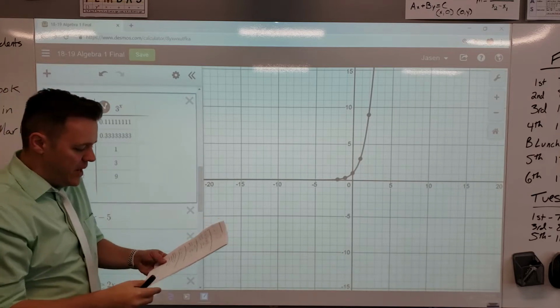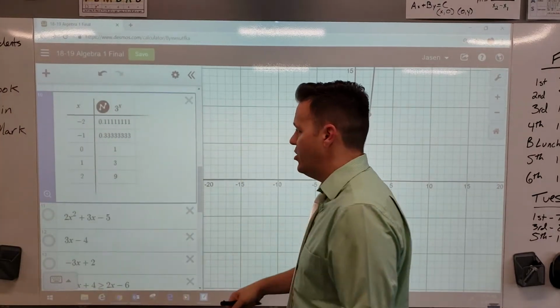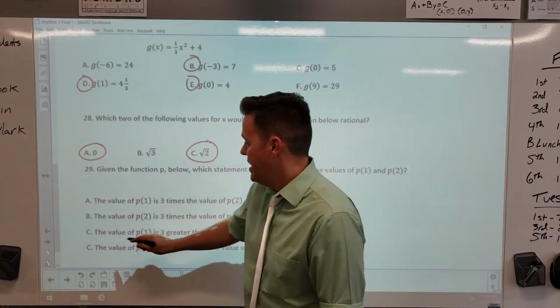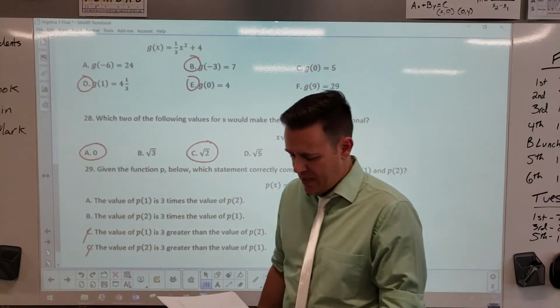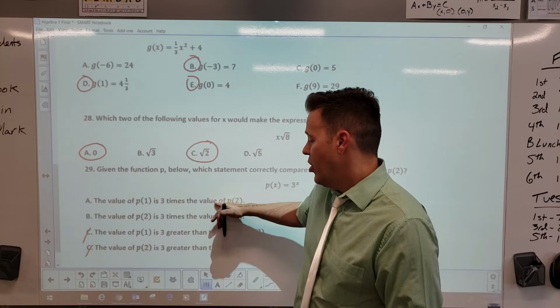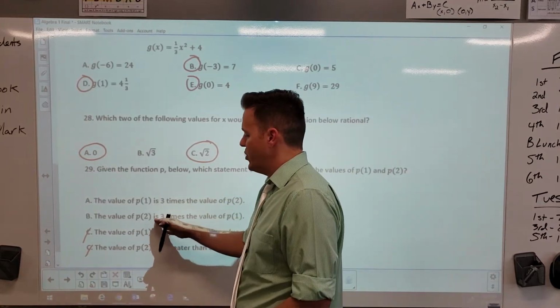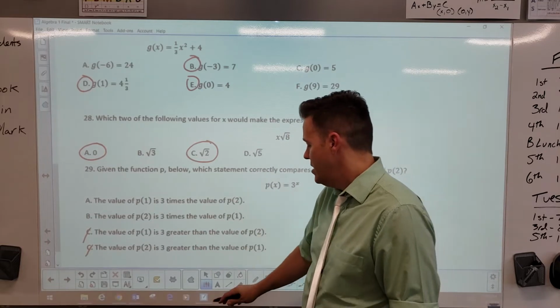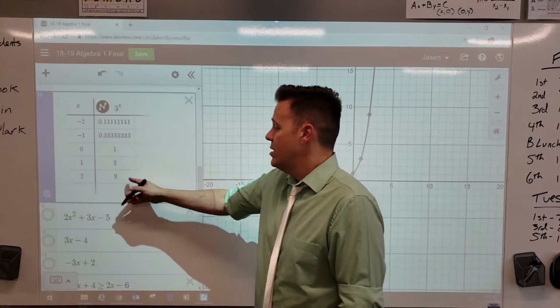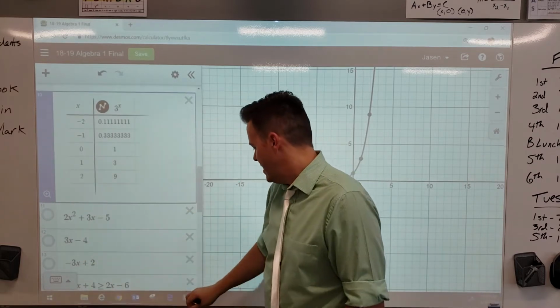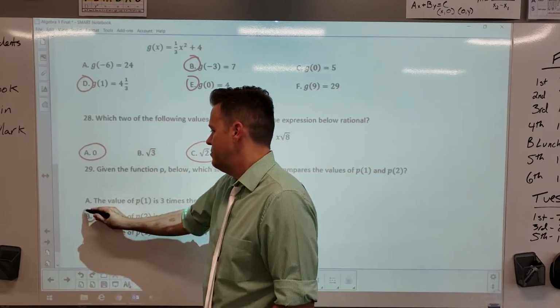So when you're looking at your paper and it talks about a greater value, remember greater than is addition. So since it's addition, you know it can't be C or D, or in this case CC. It has to be multiplied. So is P2 3 times greater than the value of P1, or is it the other way around? Well, 9 is 3 times greater than 3, so your actual answer on this is B.